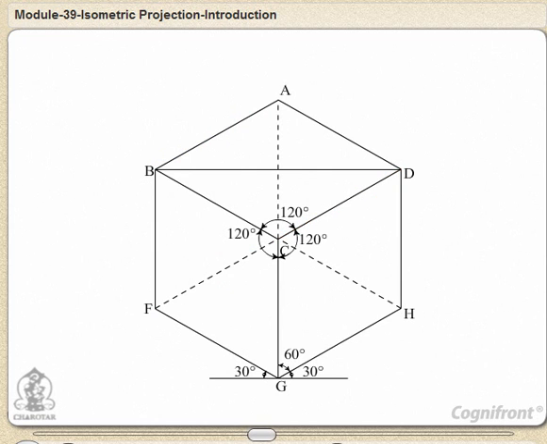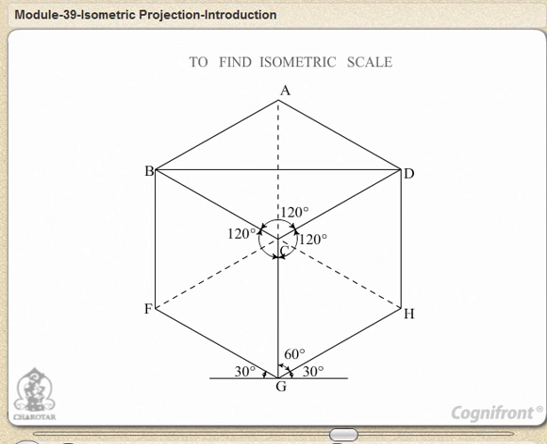The 6 faces of the cube are called isometric planes. These faces are seen as rhombus. The axes CB, CD and CG make equal angles of 120 degrees with each other. In isometric, the vertical line remains vertical and horizontal lines make an angle of 30 degrees with horizontal, as line CG remains vertical but lines CB and CD make 30 degrees angle each with horizontal.